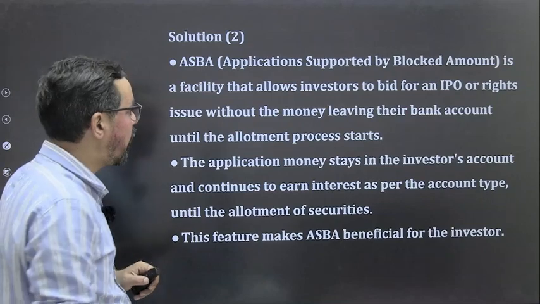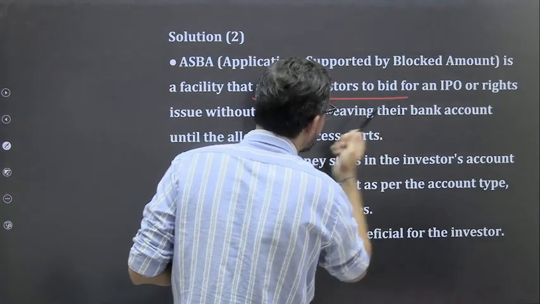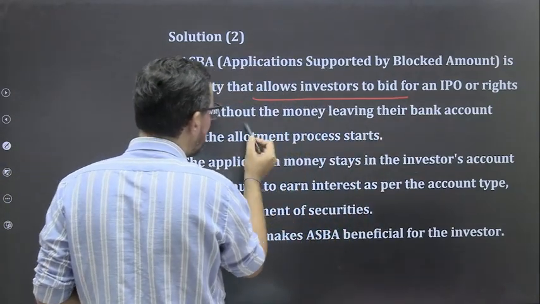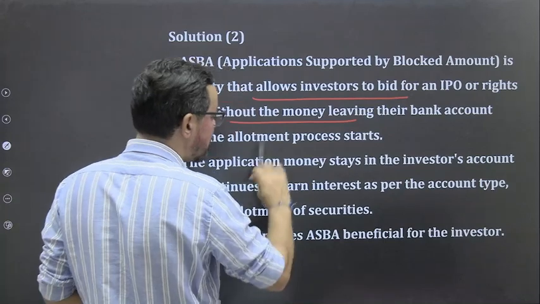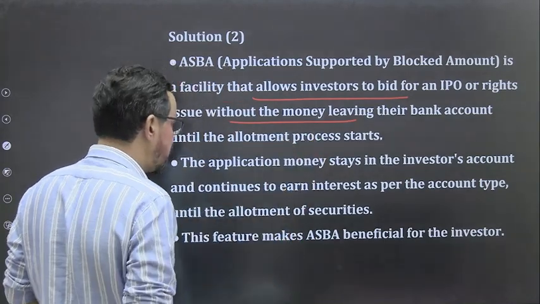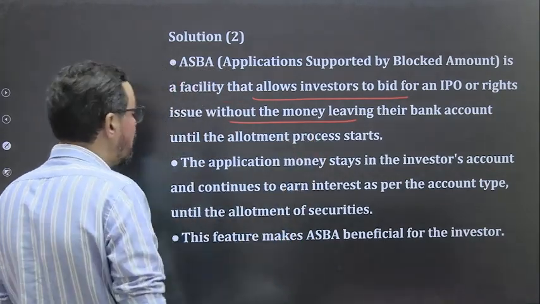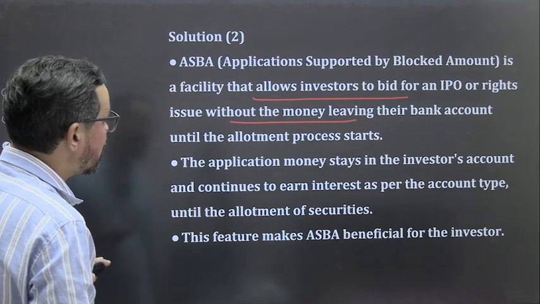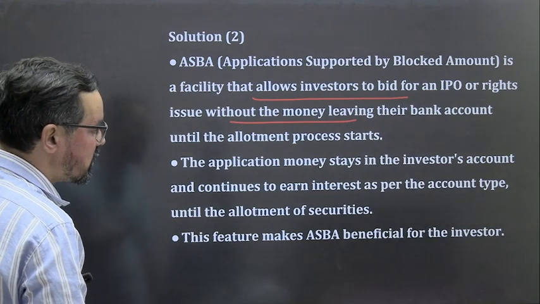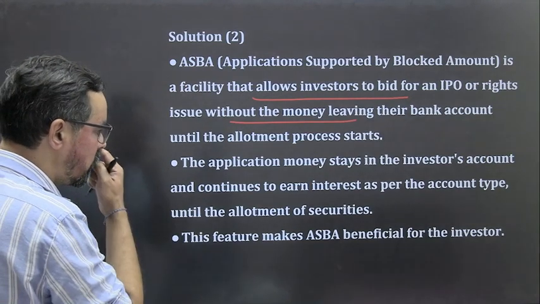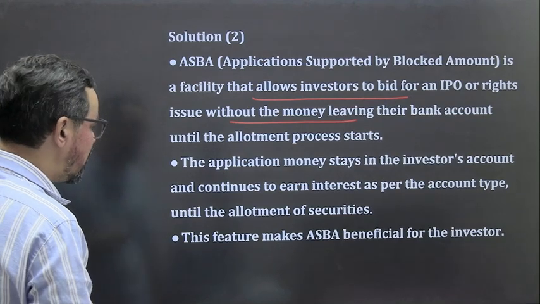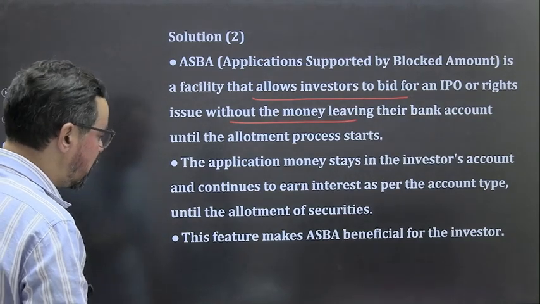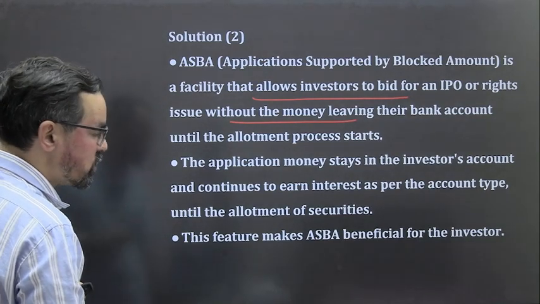So ASBA is a facility to allow an investor to bid for an IPO issue without having, this is incorrect because you have to invest some money. ठीक है, allotment money जो भी आपका होगा. ठीक है, ये आपका गलत था. ठीक है, the application money stays in the investor's account and continues to earn interest as per the account until the allotment of securities. This feature makes ASBA beneficial for investors.